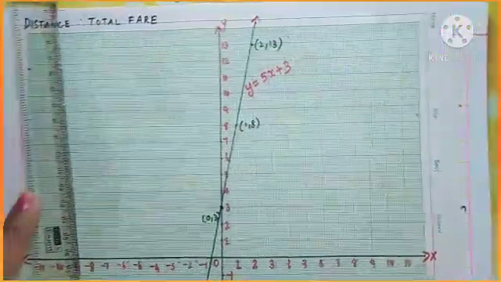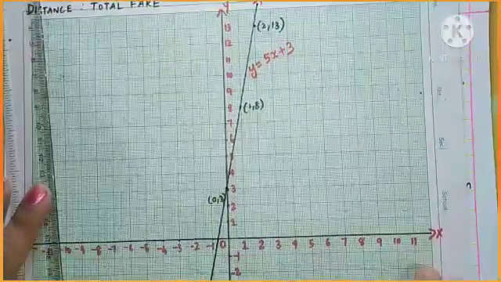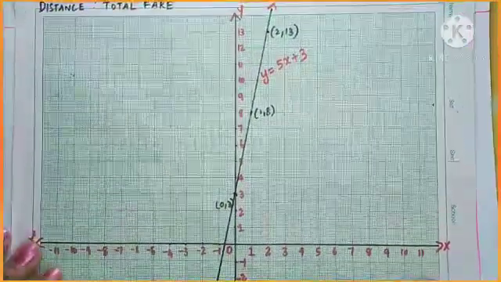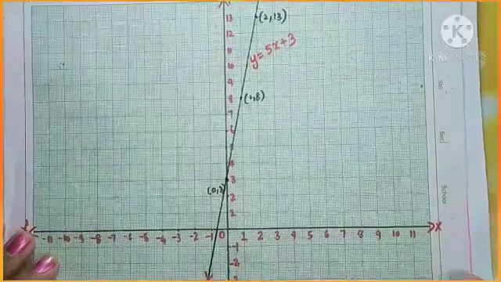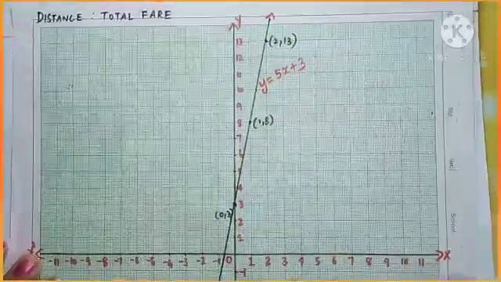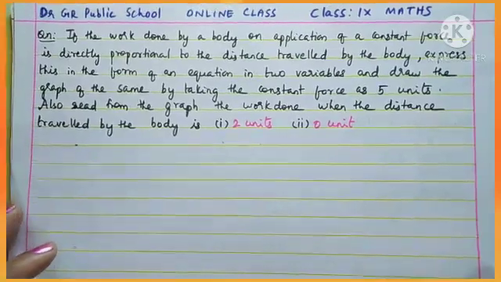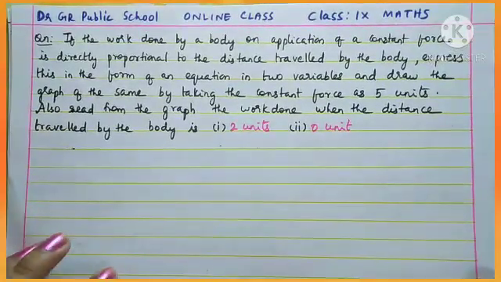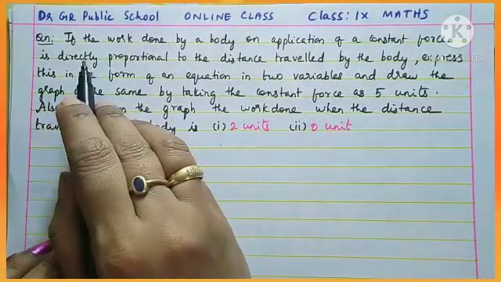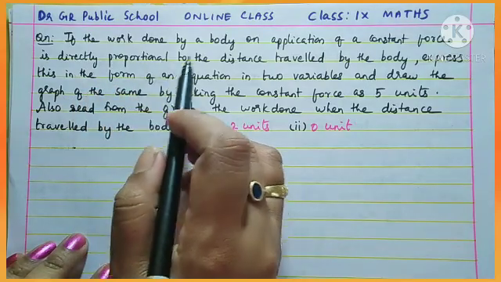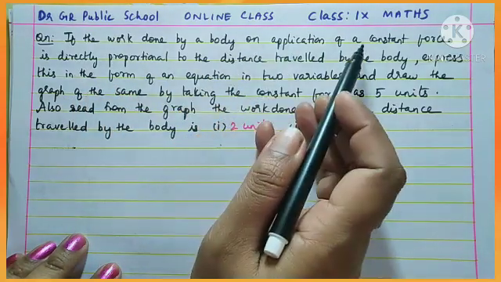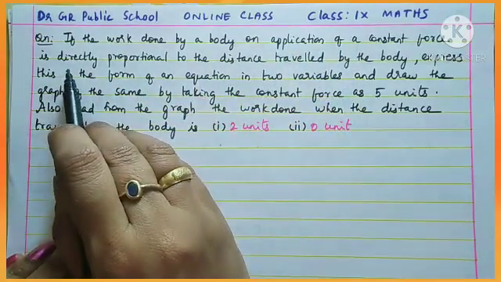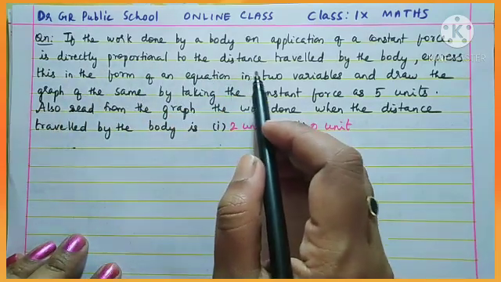Okay, so this is the required graph of the linear equation. Understood? So that is about the problem. Now this is your second question, children. We can read the question. If the work done by a body on application of a constant force is directly proportional to the distance travelled by the body.